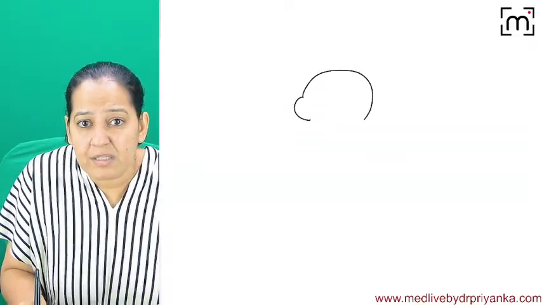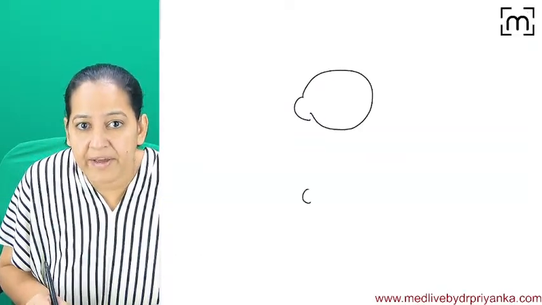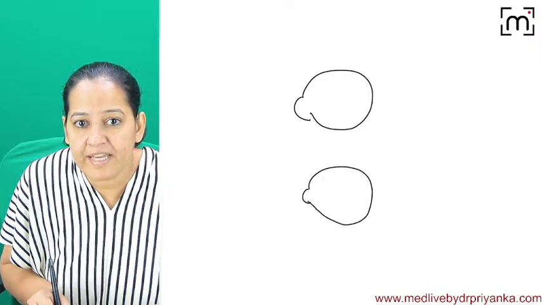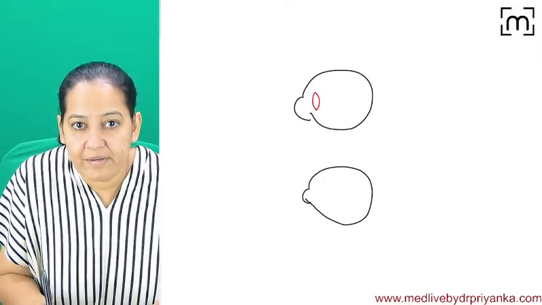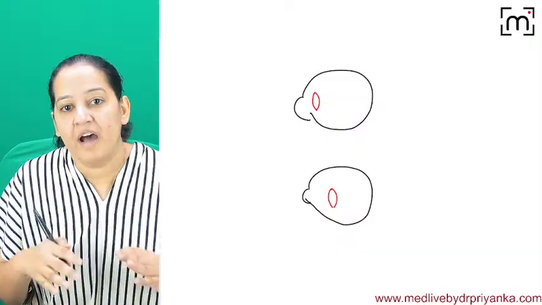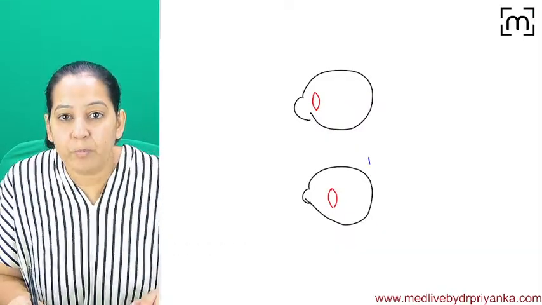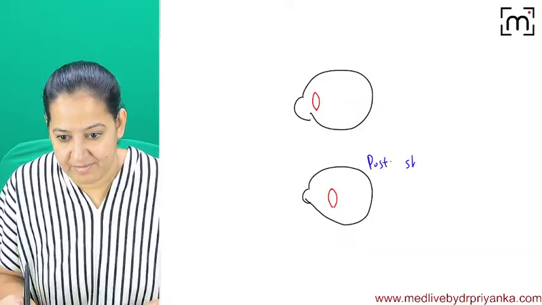Listen how to draw that. I need 2 circles of exactly the same length. I will try. Are they looking the same length? Approximately. Okay. So see the position of the lens here and see the position of the lens here. I mean to say here the lens is posteriorly shifted.